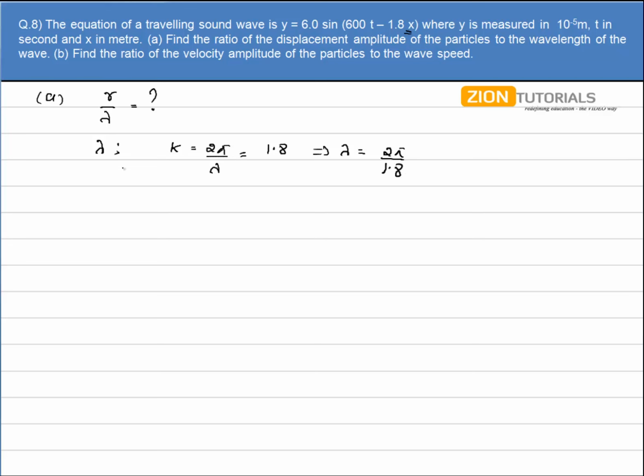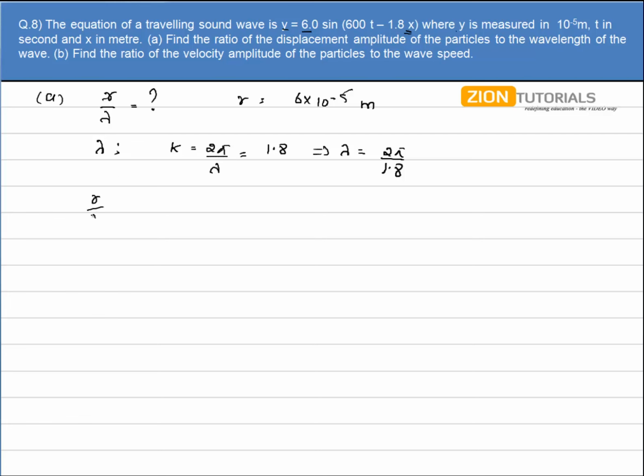Fine. And the displacement amplitude, that is the value of r, is given by 6 × 10^−5, because it is given that y is measured in 10^−5 meters. So clearly the dimension of y will be the same as that of 6. So the displacement amplitude is equal to 6 × 10^−5 meters. So just substitute the values now.